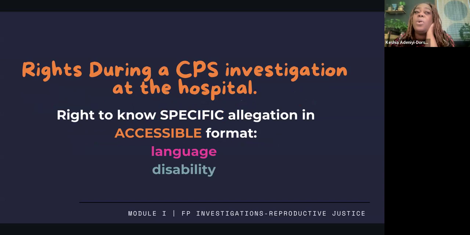You have the right to not only know the specific allegation, but also to have it in an accessible format that pertains to language and to any needs you have in regards to disability.